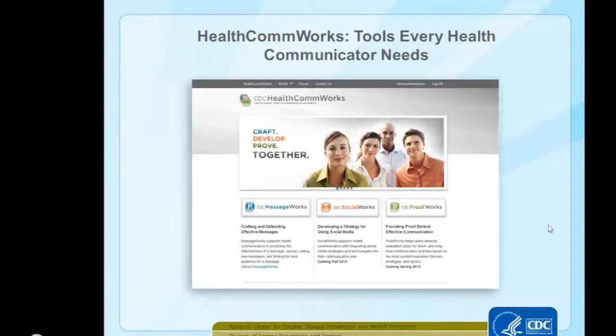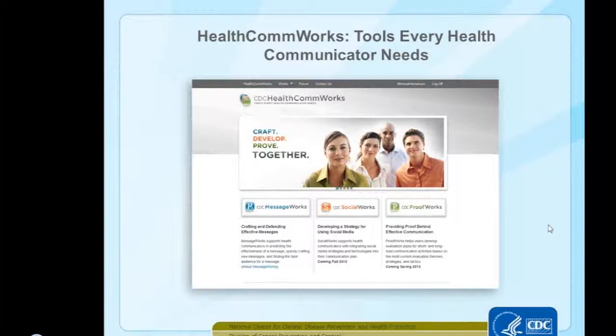Before we hit into MessageWorks, I want to give you a background on the parent project, which is healthcommworks.com. It's a website, and it contains 3 major tools that were the brainchild of Dr. Galen from the Division of Cancer Prevention and Control. He came to us over at Horizon and said, we really need to develop 3 types of tools because there's an apparent need in at least adding some sort of either expert opinion or evidence-based process to how we engage in health communication.